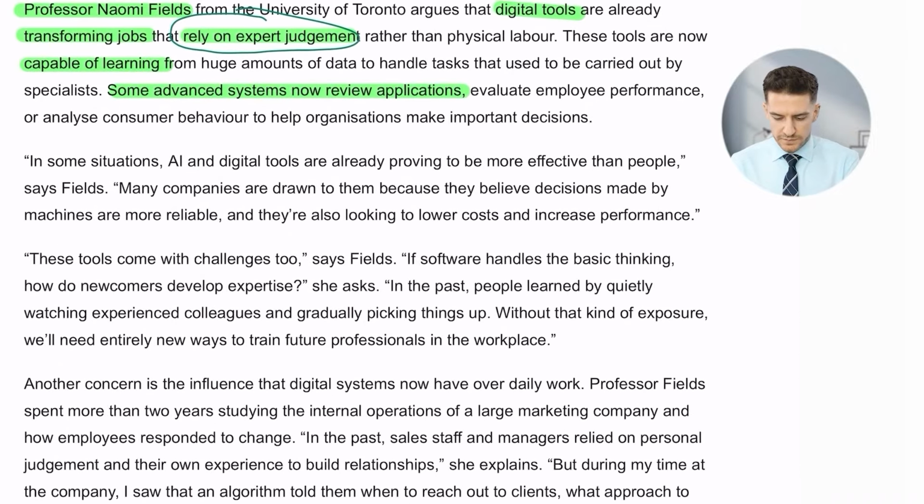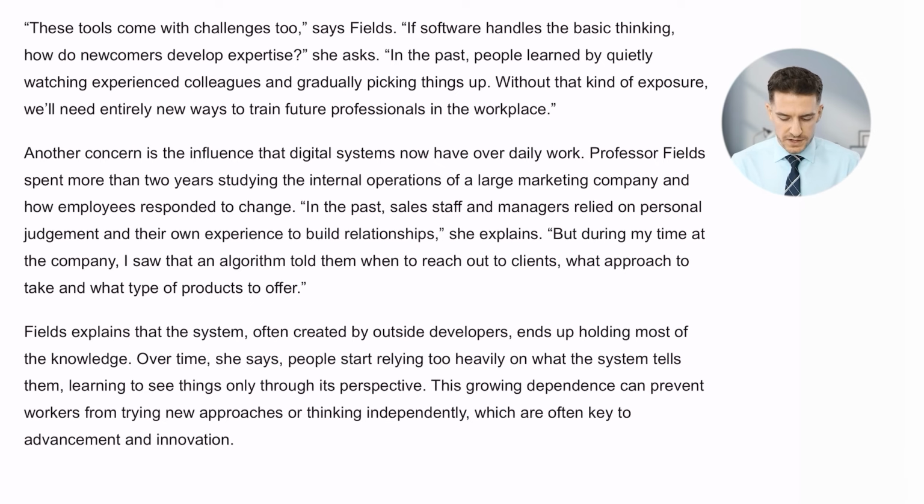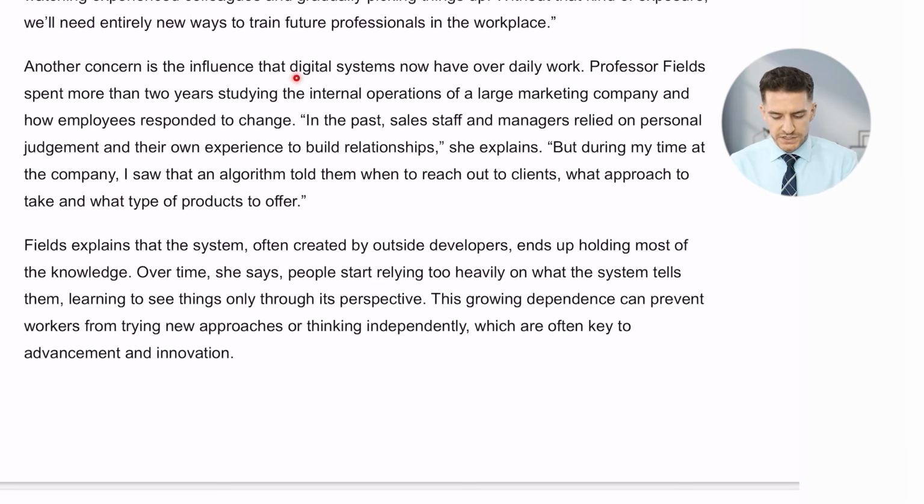And we'll keep looking for the answer here. So in some situations, AI, no, nothing there. Many companies, no. More reliable, no. These tools come with challenges, no, nothing there about a company. Now, another concern is the influence, okay? Professor Fields, okay, spent more than 2 years studying, here we go, the internal operations of a large marketing company. So we found our keywords.